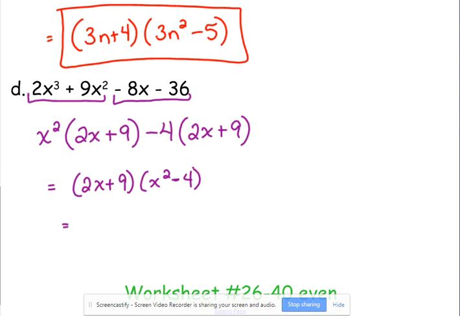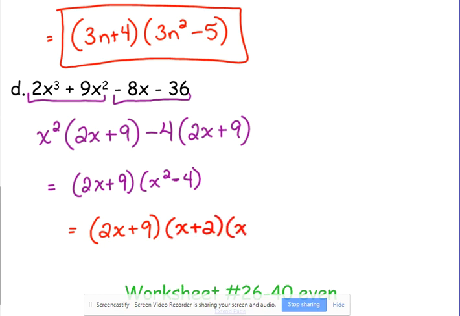Can we factor 2x plus 9 anymore? 2x plus 9. Does it factor further? It's not a trick question. No. Okay. How about x squared minus 4? Can we factor that? Yes. It's the difference of perfect squares.